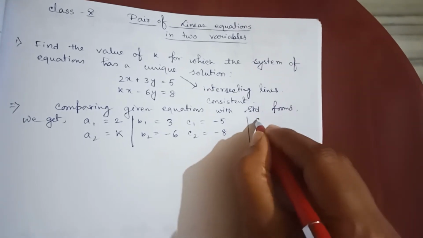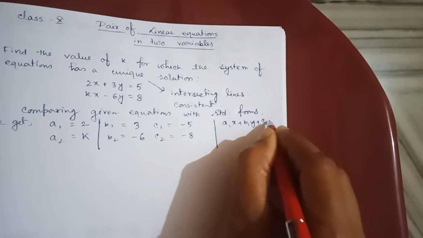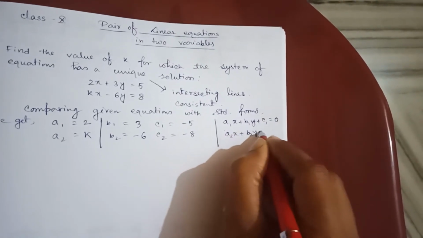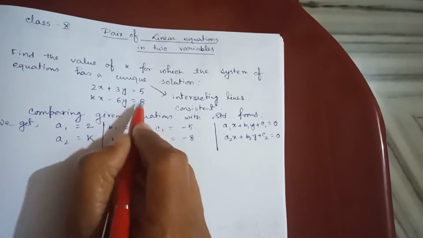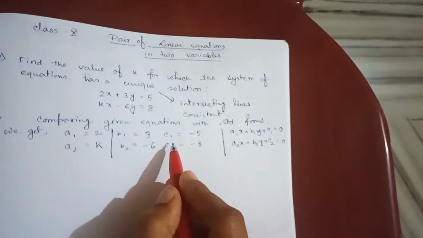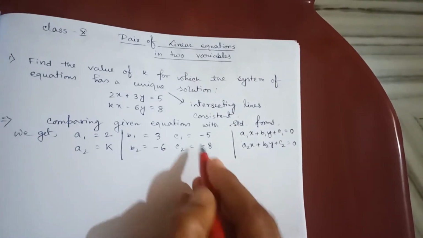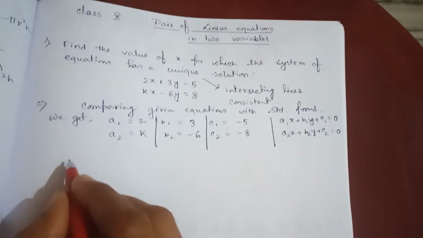the standard forms I am taking like this: a1x plus b1y plus c1 equals 0, a2x plus b2y plus c2 equals 0. That means you need to take this 5 and 8 to the left hand side. So we will be getting c1 equals minus 5, c2 equals minus 8. So these 6 values we have got.